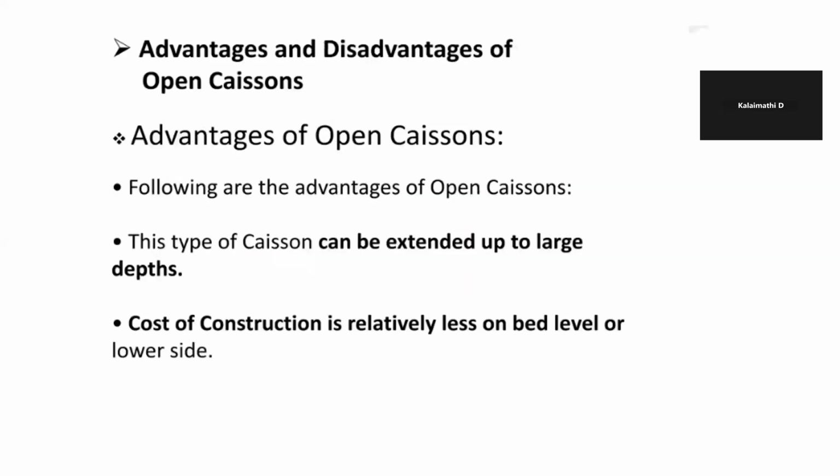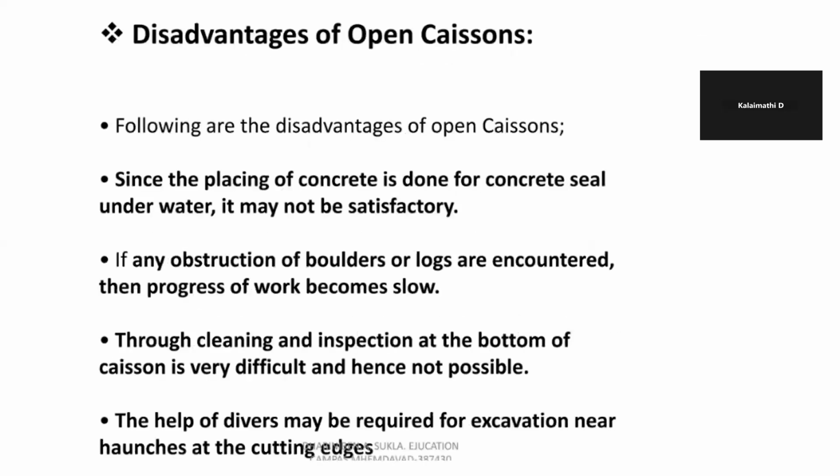Advantages of open caisson: it can be extended up to large depth. Cost of construction is comparatively low compared to other caissons. Disadvantages: since the placing of the concrete seal is done underwater, it may not be satisfactory. If any obstruction such as boulders or logs is encountered, progress of work becomes slow. Thorough cleaning and inspection of the bottom of the caisson is very difficult and hence not possible. The help of divers may be required for excavation near haunches at the cutting edges.